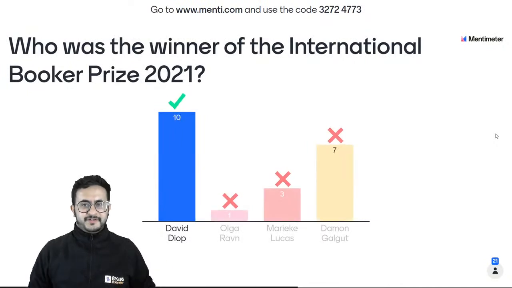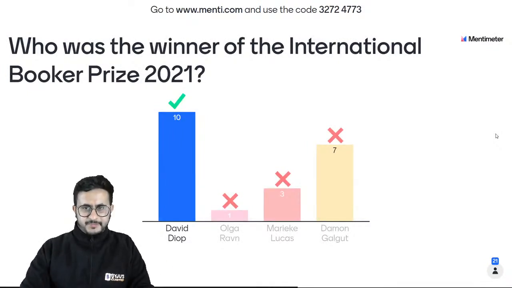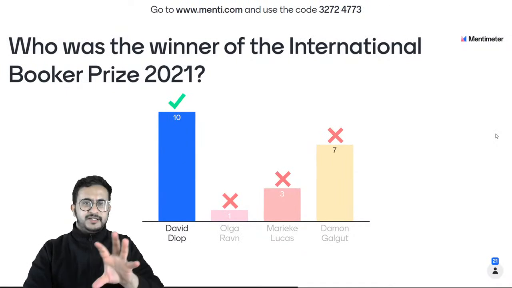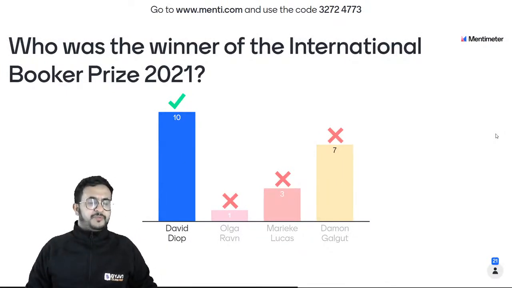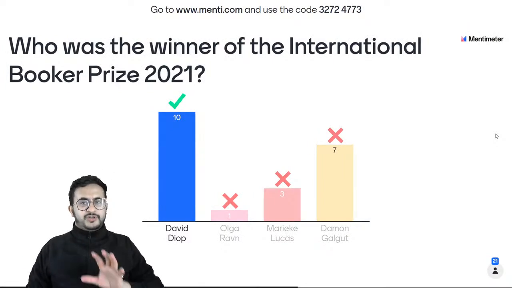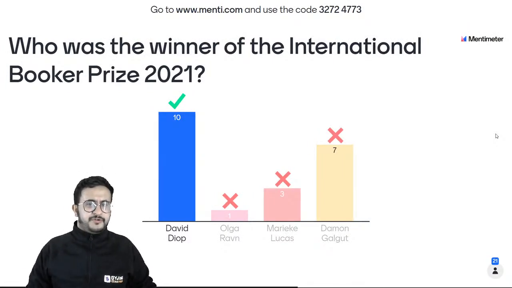The right answer is David Diop. Many of you have answered Damon Galgut also. The reason is there are two different prizes, right? Don't get confused between them. There is the International Booker Prize, and there is the Man Booker Prize. The International Booker Prize was given to David Diop, right?